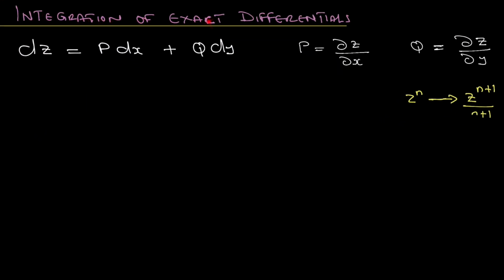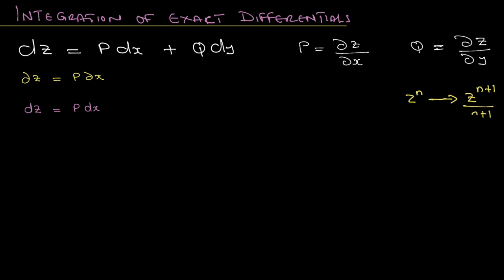Integration of exact differentials. This is how you solve an exact differential. That means you want to find z. If you have dz equals p dx plus q dy, you're trying to find z. But p is the partial derivative of z with respect to x, and q is the partial derivative of z with respect to y. So I can write this partial equation by multiplying both sides by dz, partial z, and transforming into differentials. dz equals p dx.